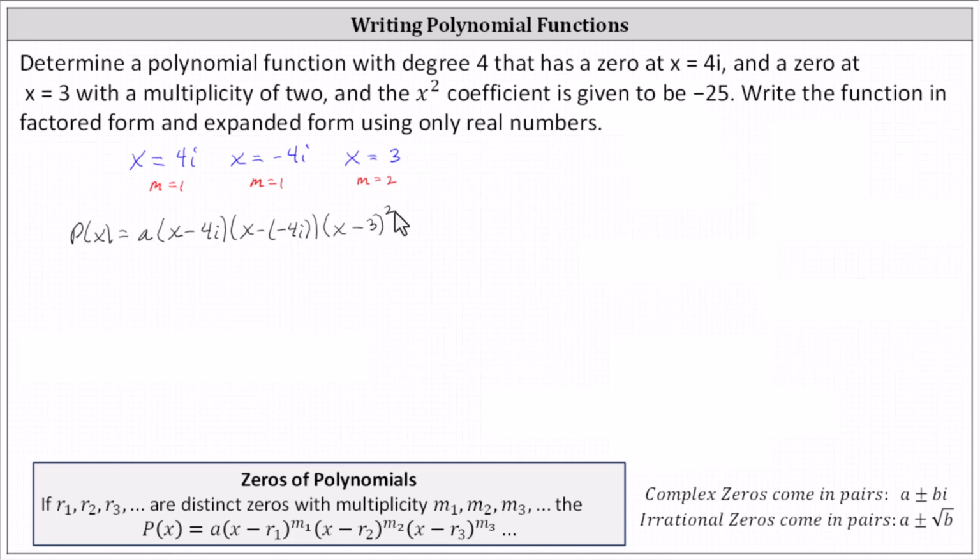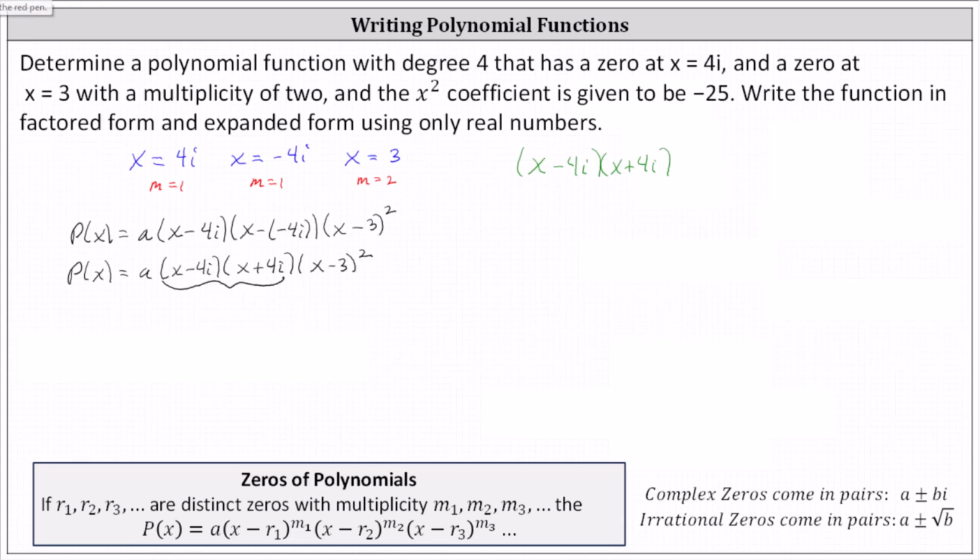Let's go ahead and simplify and write p of x as p of x equals a times the quantity x minus 4i times the quantity x plus 4i, and then times the square of x minus 3. We only want to use real numbers, and therefore now we are going to multiply x minus 4i and x plus 4i. Let's do this on the side.